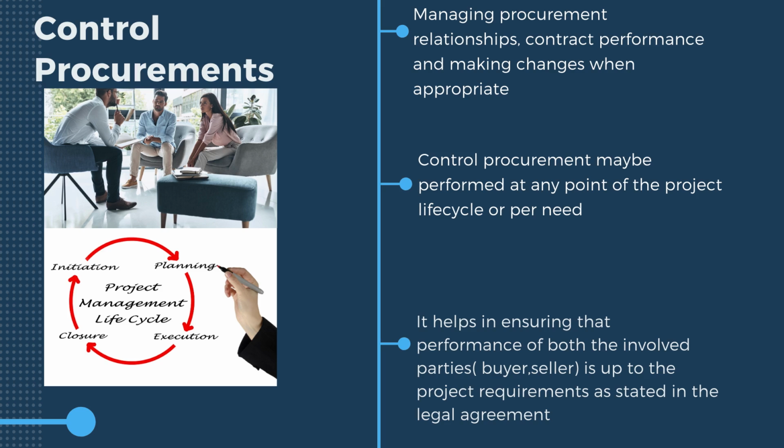The last phase of procurement management is the control phase. Control procurements is a process of managing procurement relationships, contract performance, and making changes when appropriate. It may be performed at any point of the project lifecycle or per need. Also, the key benefit of this process is that it ensures that both the seller's and buyer's performance meet the project's requirements according to the terms of the legal agreement.